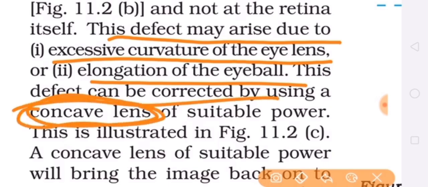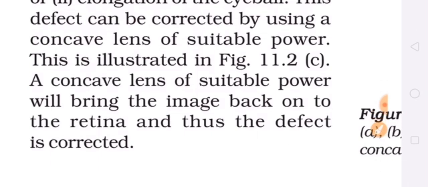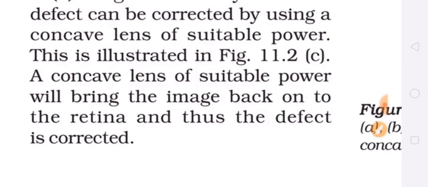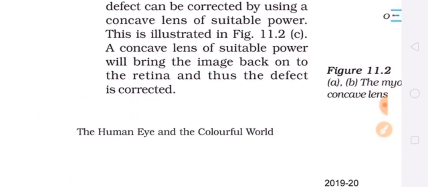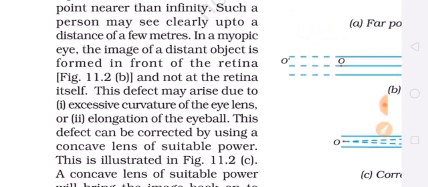So how can this defect be corrected? This defect can be corrected by using a concave lens of suitable power. Why? Because a concave lens is a diverging lens. So it will again place the image at the retina. It will diverge the rays and the rays will now meet at the retina.